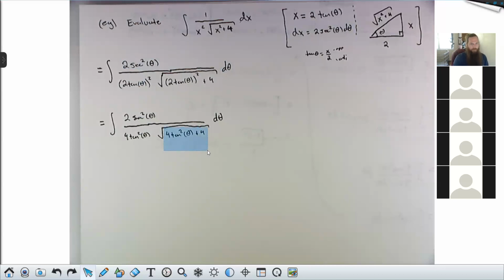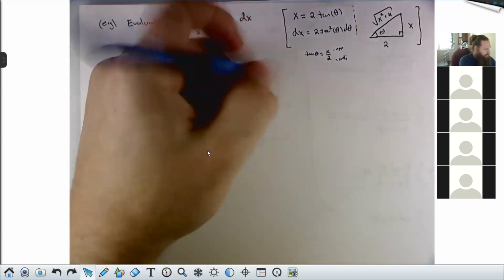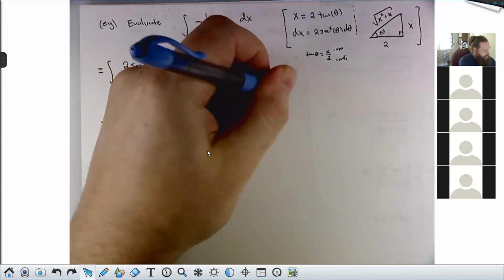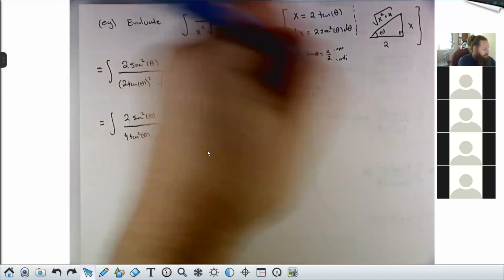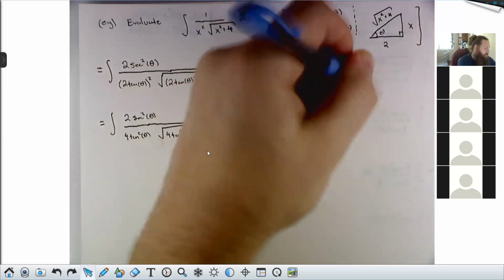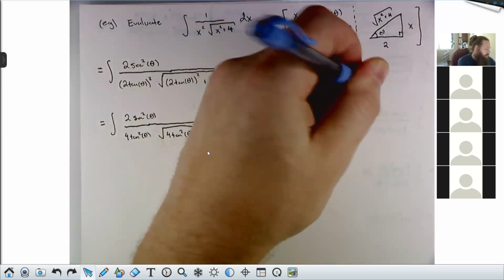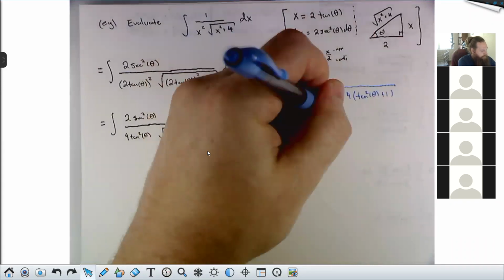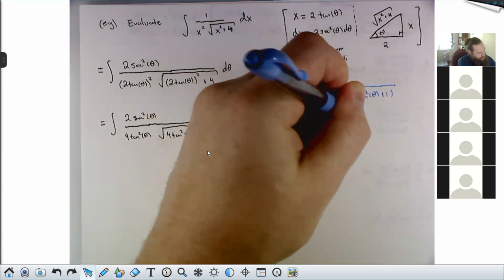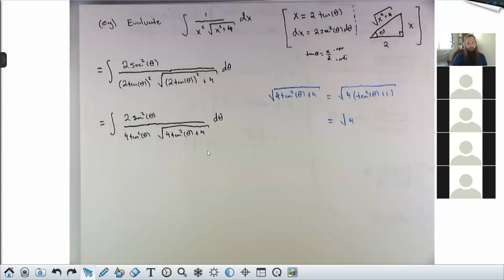How do I clean up this square root? Let's do it off to the side. Factor out a 4. Yeah, very good. So the square root of 4 tan squared theta plus 4. We factor out a 4, and that's leaving now tan squared theta plus 1, all under the radical. So that's 4 times, what is tan squared theta plus 1? Think to your Pythagorean identities.